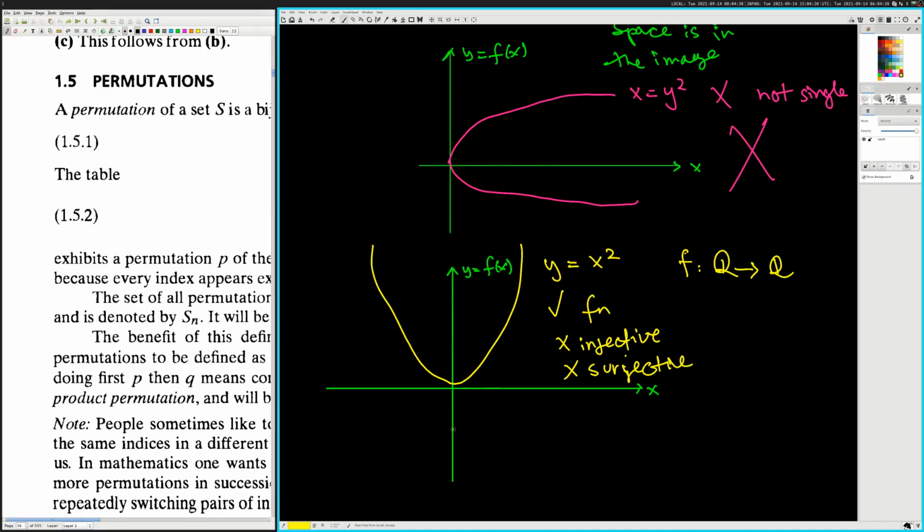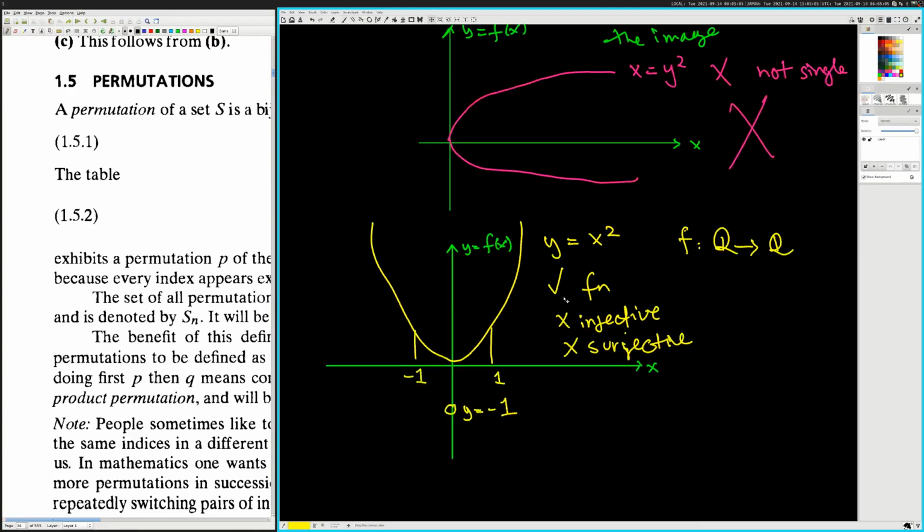Because, for instance, if I take y equal to minus 1, there's no rational number such that when you square it you get minus 1. And it's not injective because it's symmetric. So in particular, it's a many-to-one mapping. If I take x equal to 1 and x equal to minus 1, they map to the same value, and that's true for any pair x and minus x. So this is not injective and not surjective.